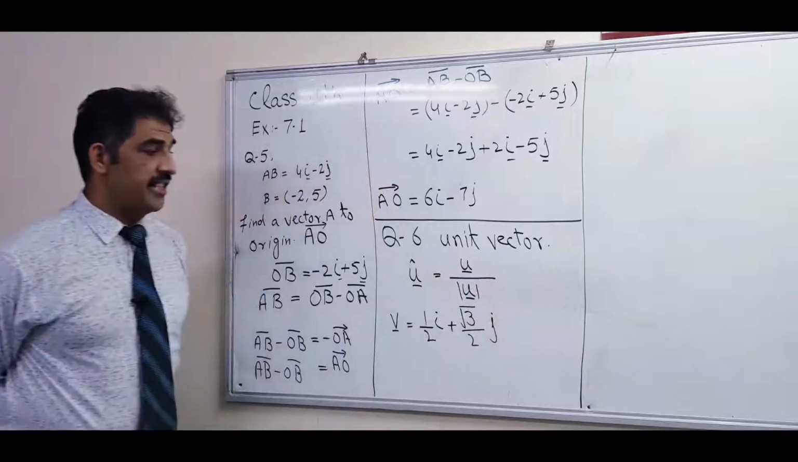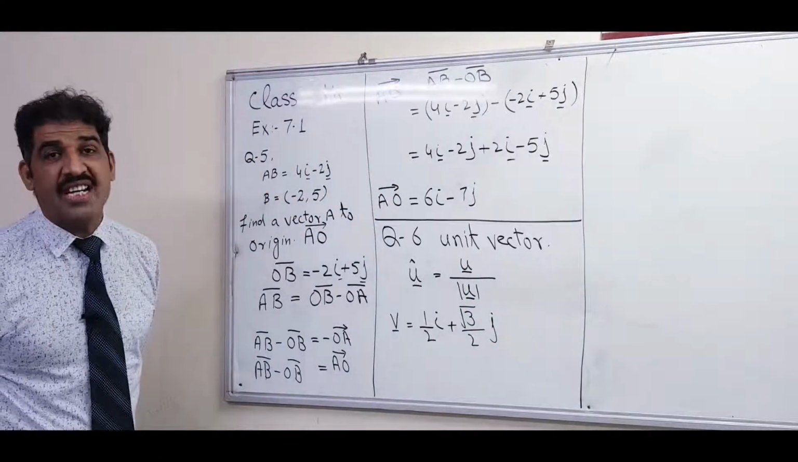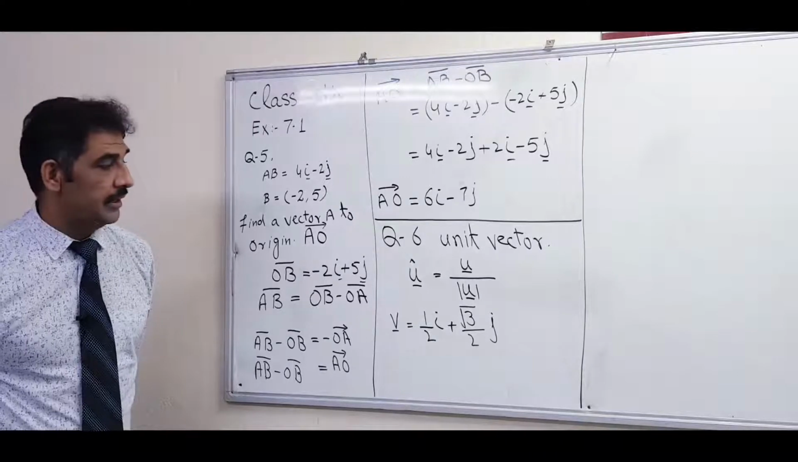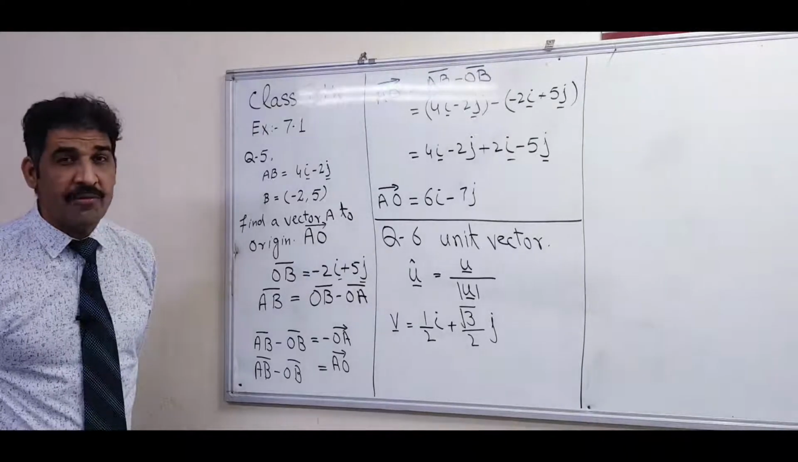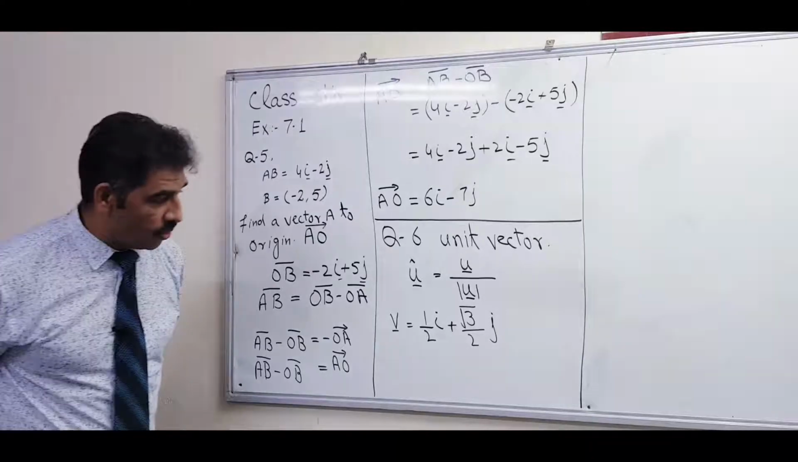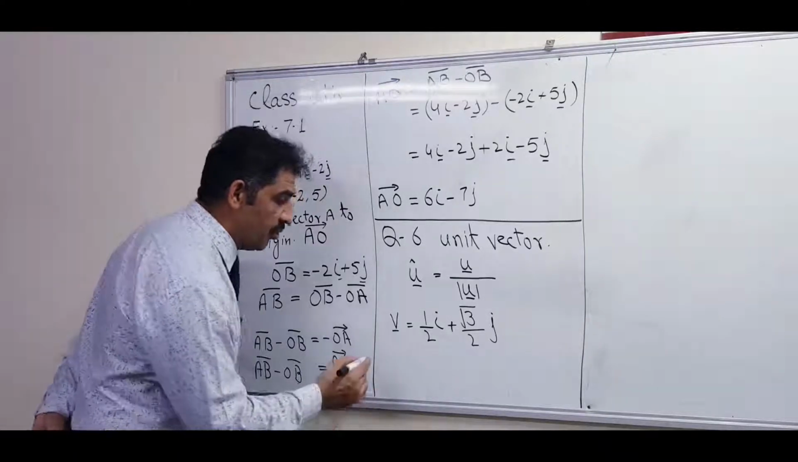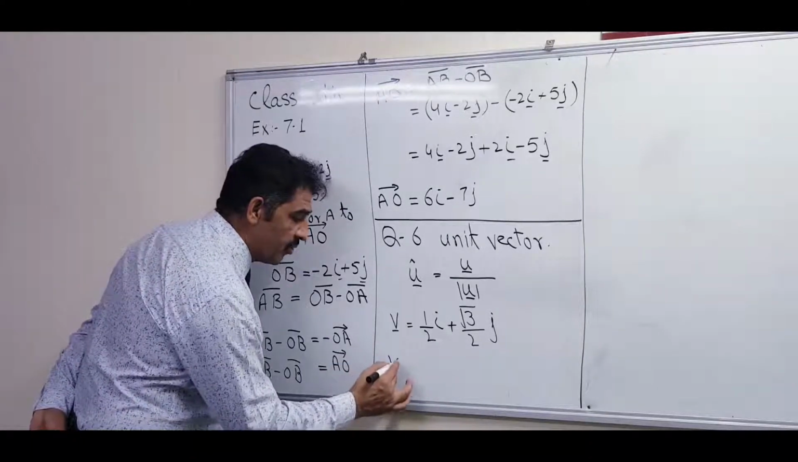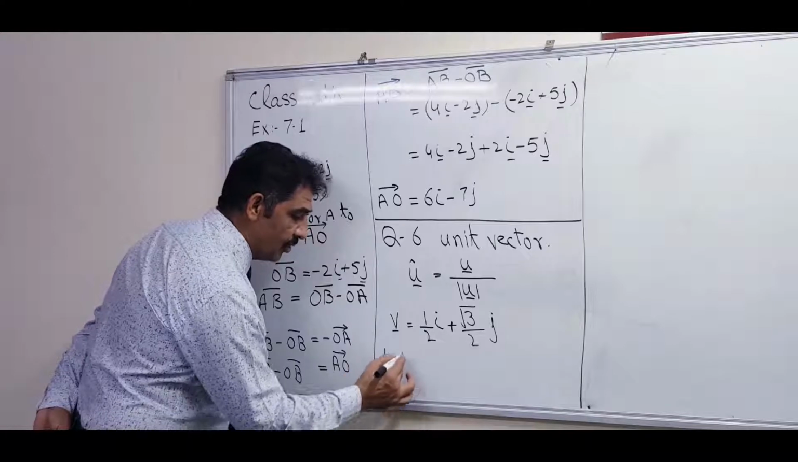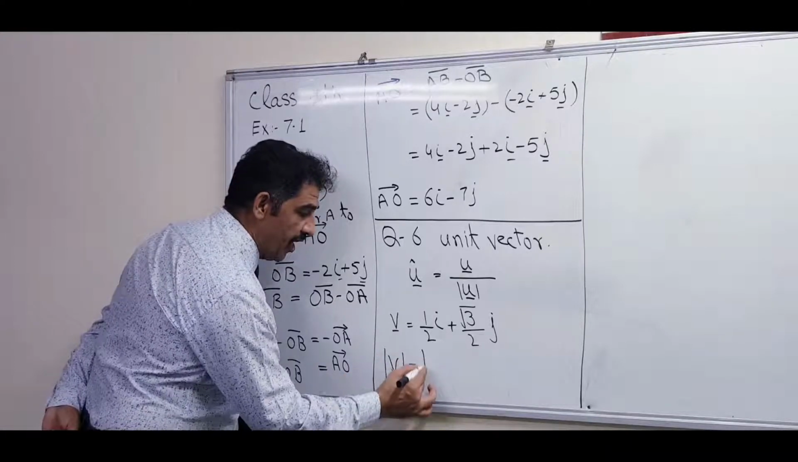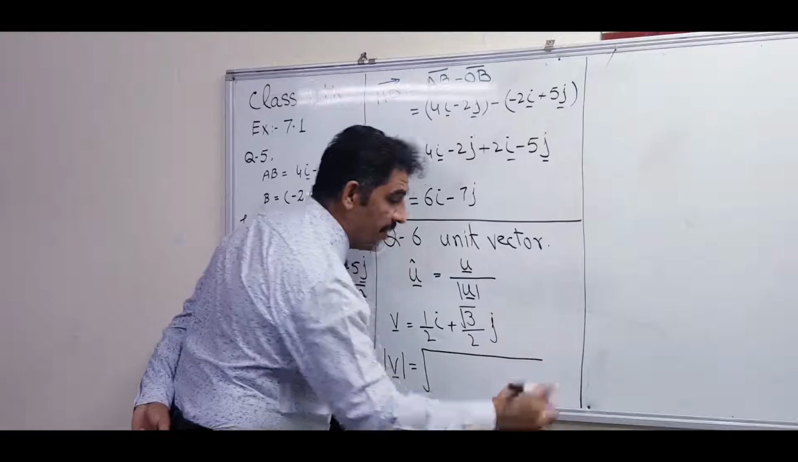This is a vector V that is given. We have to find its unit vector. So first of all, what do we have to do? We need its magnitude. The notation of magnitude is the absolute value, like that. So here is the formula of magnitude.